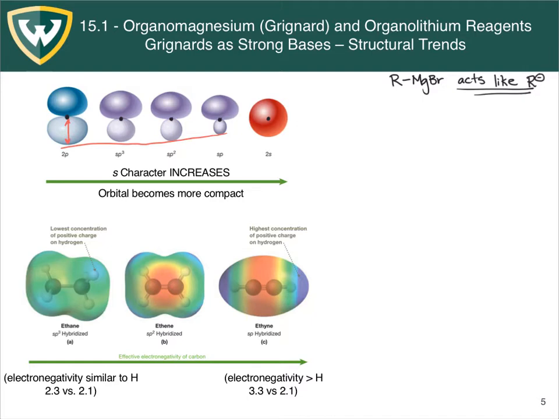And so if this cloud is containing the electrons, those electrons are going to be less stabilized by the nucleus the farther they are from the nucleus. So an anion in a 2s orbital is going to be significantly more stable than an anion in a 2p orbital. And the hybrid sp, sp2, and sp3 orbitals are going to lie along the continuum between 2s and 2p.